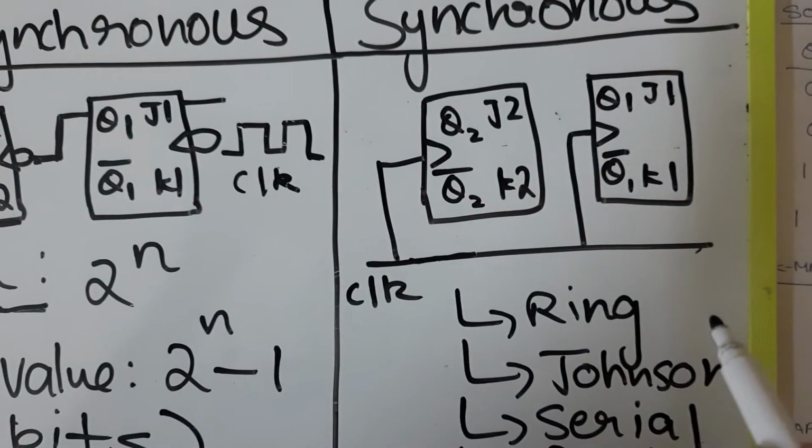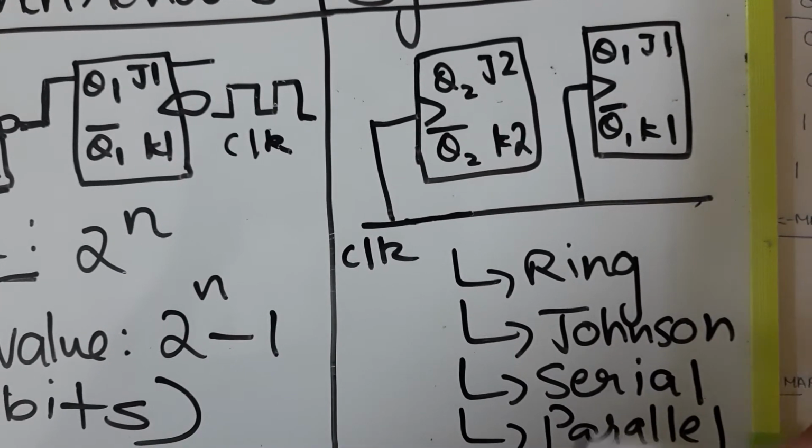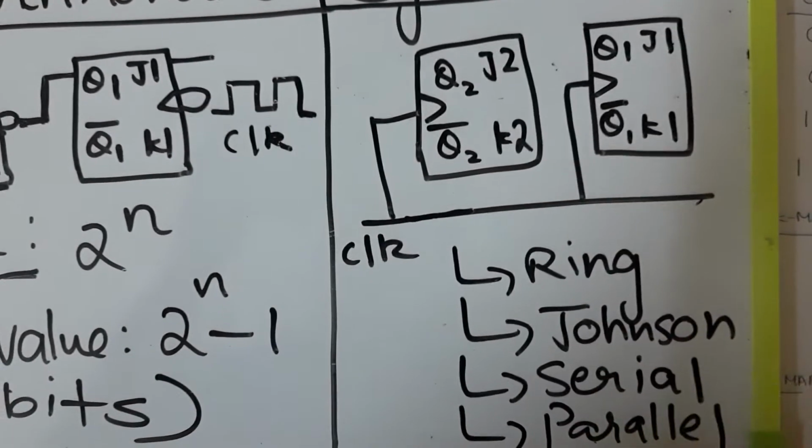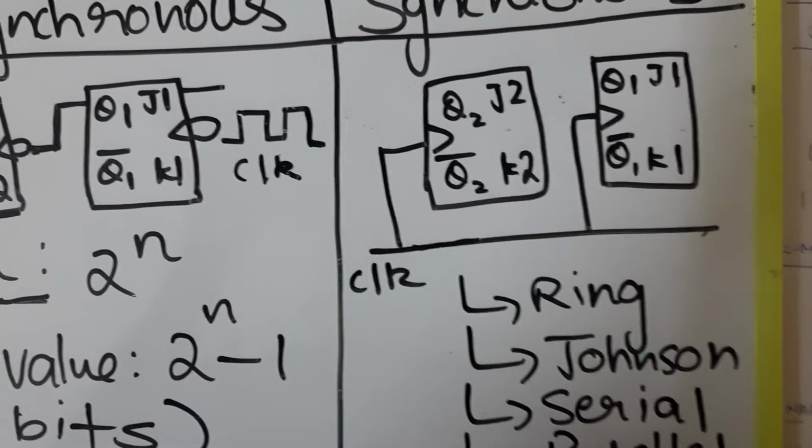Now, there are many types of counters: ring, Johnson, serial, parallel. I will discuss them one by one daily. Now, let me give you an example for a better understanding.